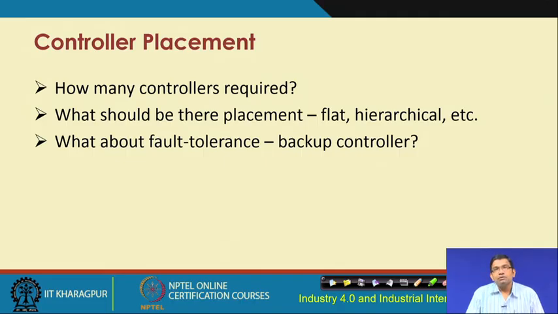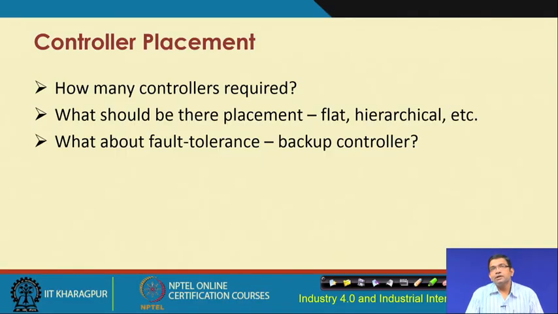In controller placement, we are typically talking about issues of identifying the number of controllers that might be required in a particular setting, what should be placed, how you are going to place it, which architecture will be followed, whether it is going to be a flat architecture, hierarchical architecture or other architectures that might be used to place the controller, and whether we are going to have some kind of fault tolerance in the event that some entity, maybe the main controller, fails, whether we are going to have fault tolerance to adopt a backup controller which will take over if the main controller fails.